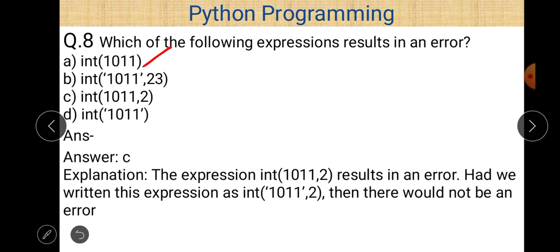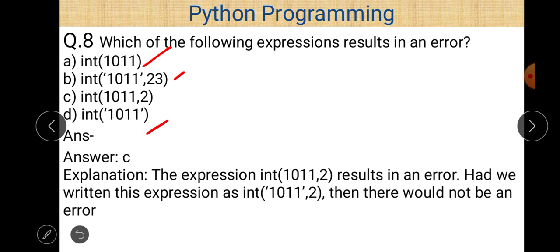Before discussing B, first of all, let's discuss D. int('1011'). Here 1011 is given in single quotes. It means it is a string, and we just convert it into int. So explicit type conversion is there. No error at all. In question number 2, error is not also there.